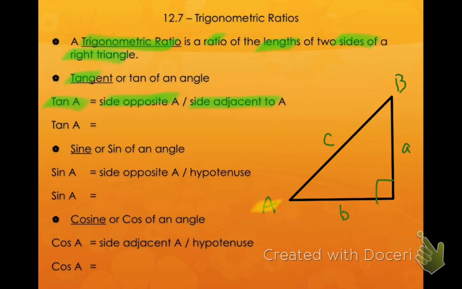Side opposite of my angle A is lowercase a. And then the side adjacent is the one that's right next to it, which is lowercase b. So the tangent of B, again I'm looking at B over here, I look across from it, that gives me my opposite side, which is b, and the adjacent is the one that's next to it, but not the hypotenuse. Hypotenuse is always our side that's across from our right angle.